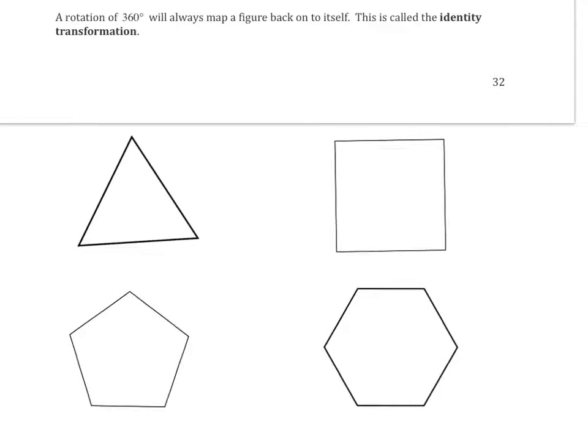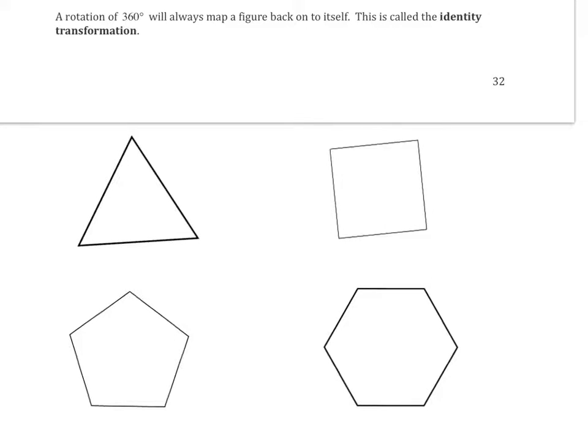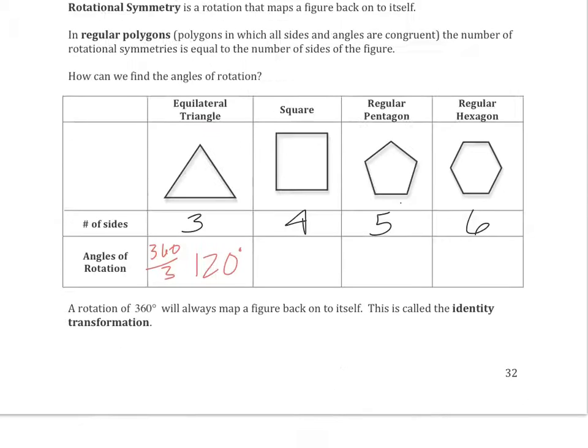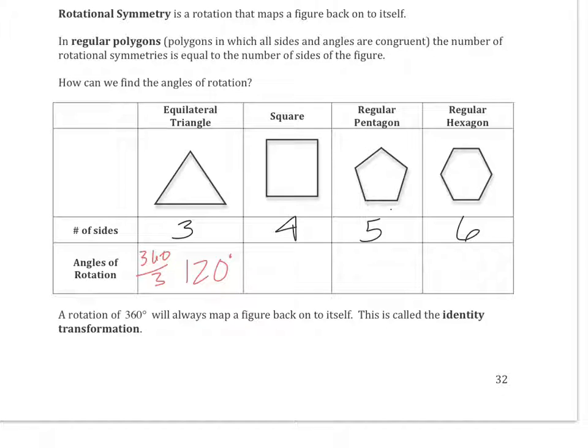Looking at the next shape, I have a square. So if I took this square and I rotated it basically 1/4 of a turn, then I would have a square again. And it doesn't matter, by the way, if you go clockwise or counterclockwise. It's definitely 1/4 of a turn that creates the square. So this would be 360 divided by 4, which in this case is 90.